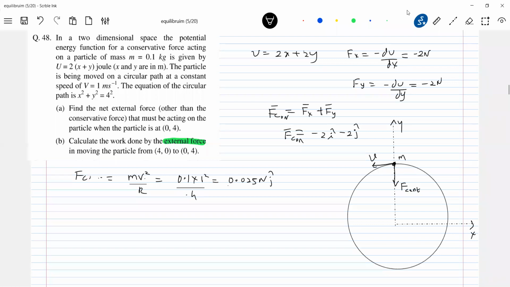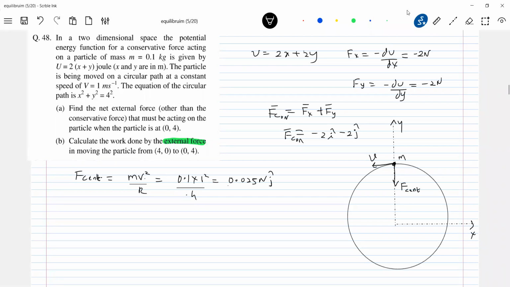Just make some observation. I'm bringing even the external force into the picture. In earlier problems we were confined only to conservative force. Even external force comes into the picture here. This is about centripetal force. Now he's asking: find the net external force, other than the conservative force, that must be acting on the particle when the particle is at 0,4.